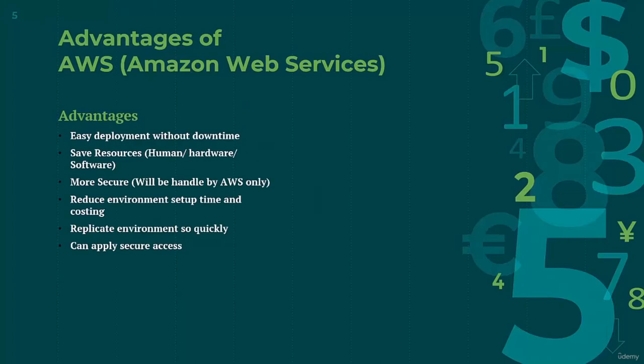Now, what are all the advantages we are going to get with AWS or any cloud service? So we can say easy deployment without downtime. In today's environment, many applications are API-based applications, and they are in the form of microservices. Microservices, you can take it as each component behaving as a service or a single application. So let's take an example. In my application, I have 10 different components. So ultimately, there will be 10 different services which need to be deployed for running the complete application.